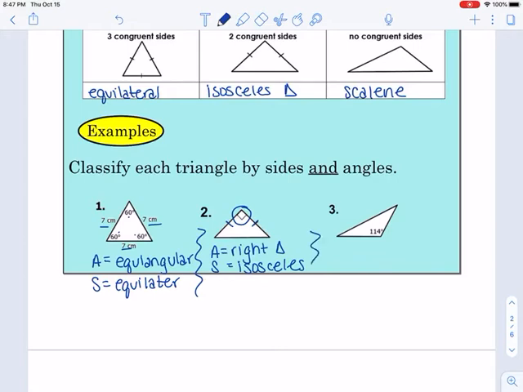And for number 3, I have 1 angle that's greater than 90. That's an obtuse angle. So by angle, that means that's an obtuse triangle. And then classifying it by sides, this has no equal sides, so therefore it's going to be scalene. And that's classifying triangles by sides and angles.